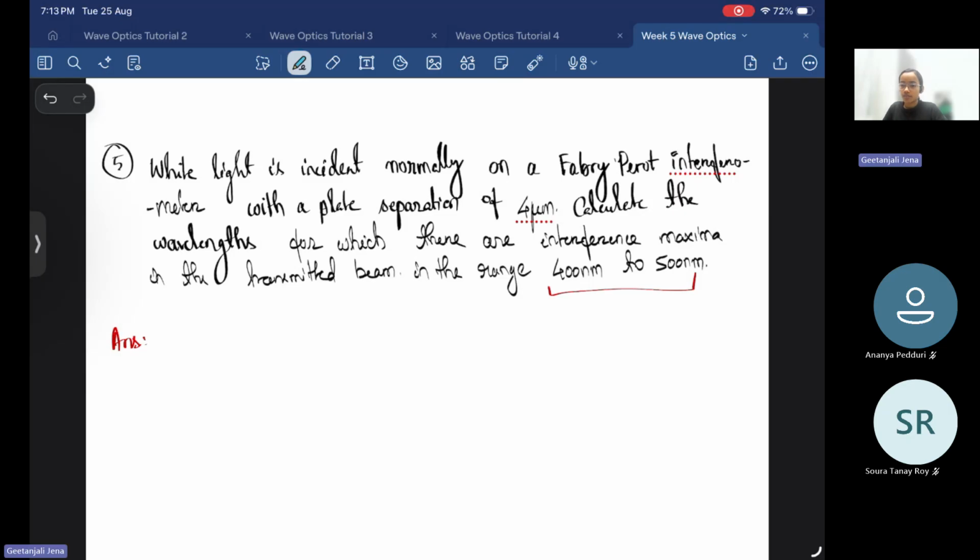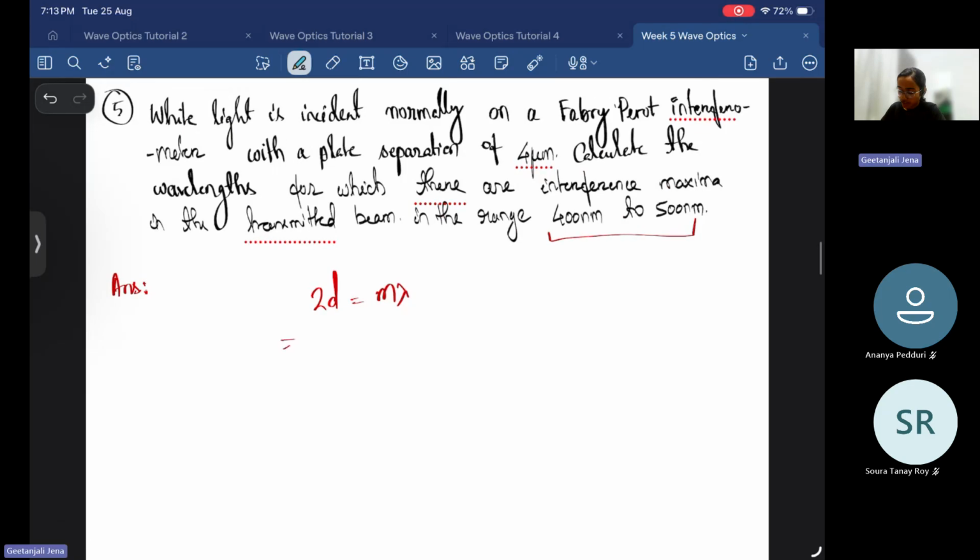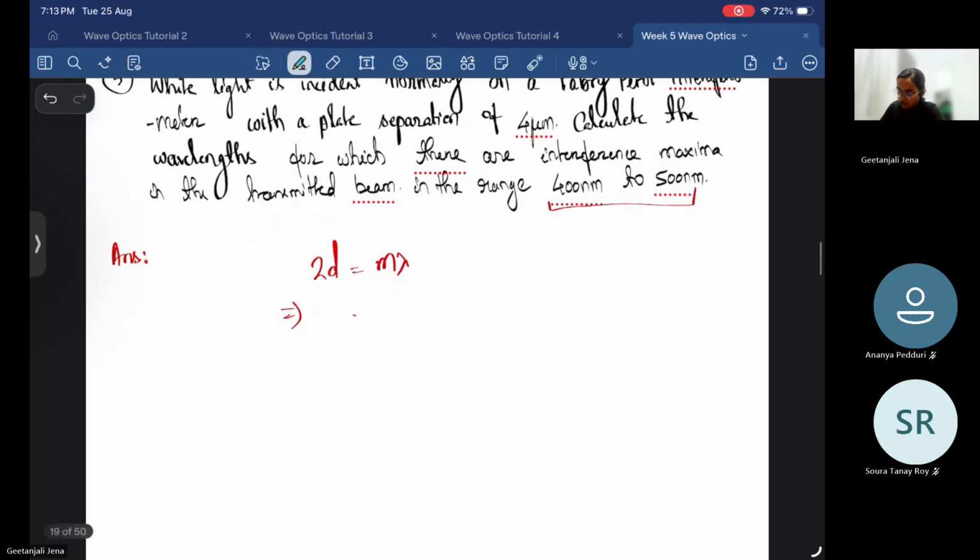Yes, the value of m can be varied from 16 to 20, both included. So I think you have easily guessed the solution. To get the interference maxima in the transmitted beam, we need 2d to be equal to m lambda. That means m is 2d over lambda. Given this, we need to check between 400 to 500 nanometer.